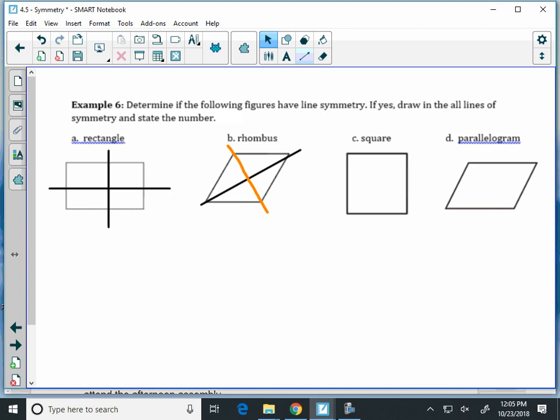And it doesn't matter how big the rhombus is. It doesn't matter how small the rhombus is. Those are the only two lines of symmetry from one corner to the next. I'm going to make an X to the corners.